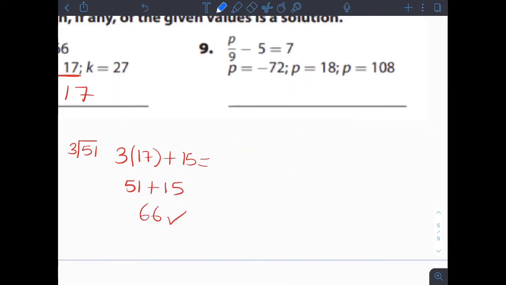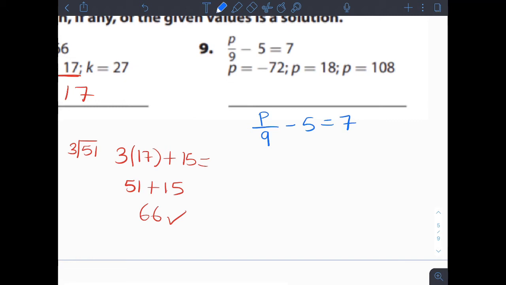For number 9, it says p divided by 9 minus 5 equals 7. Okay. I'm going to keep doing the same steps just because it's more practice for y'all to be working them instead of just plugging in the solutions. If you solve for the variable yourself, you'll get a little bit more practice than just plugging in the variable. So I'm going to go ahead and keep doing that, plus this problem looks a little bit different, okay?